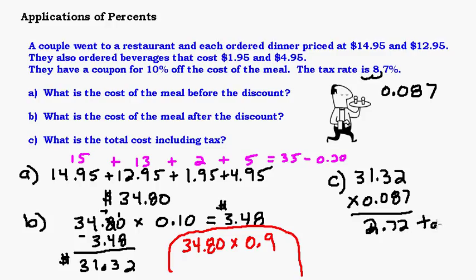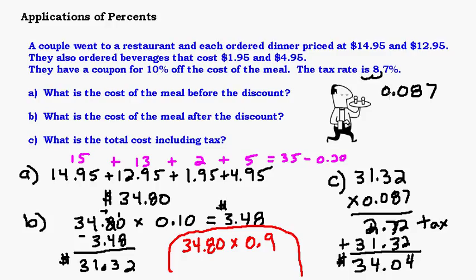So $2.72, that's the tax. And now we need to add that into the cost of the meal, which was $31.32. We can do this without a calculator. It looks like $34.04 would be the total cost of the meal.